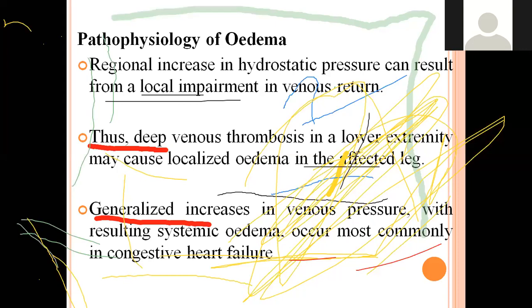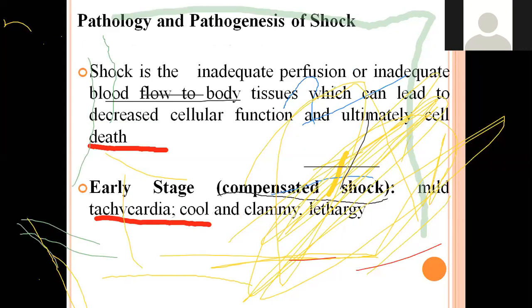So thus, deep venous thrombosis in the lower extremities may cause localized edema in the affected leg. When there is a venous thrombosis in the lower extremity, blood will not be able to return to the heart, and definitely fluid will be lost into the tissue. But generalized increases in venous pressure with resulting systemic edema occur most frequently in congestive heart failure, which I described earlier.